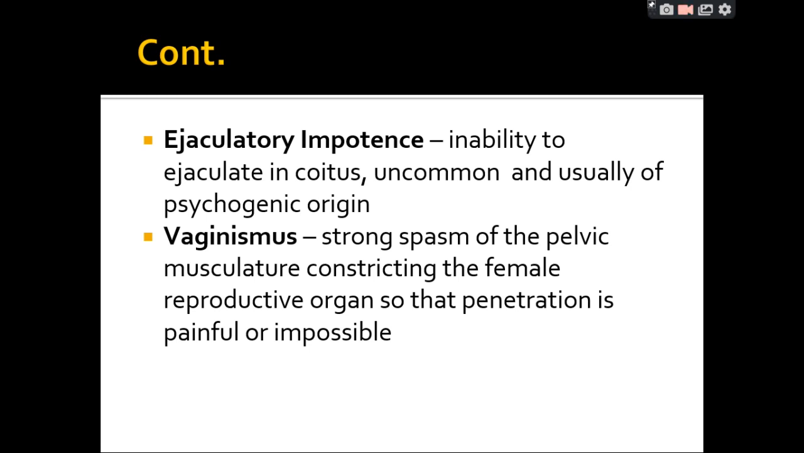So vaginismus is the contraction of the muscles inside the female reproductive organ, making it difficult for the male reproductive organ to penetrate inside. It might be painful or it might be impossible at all. Now, if the penetration happened, it might be locked inside or stuck inside. So that is vaginismus.